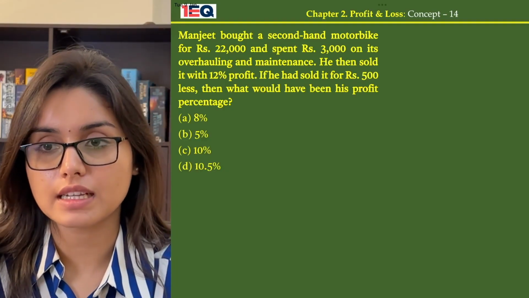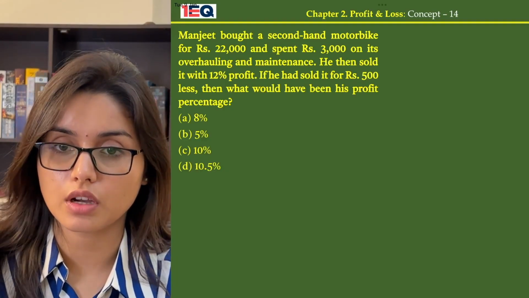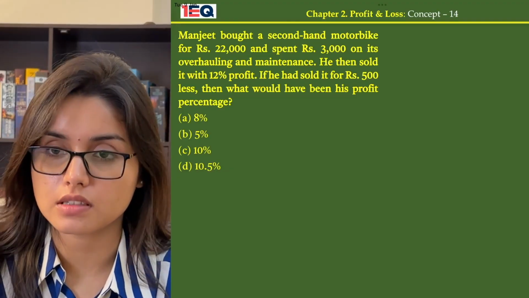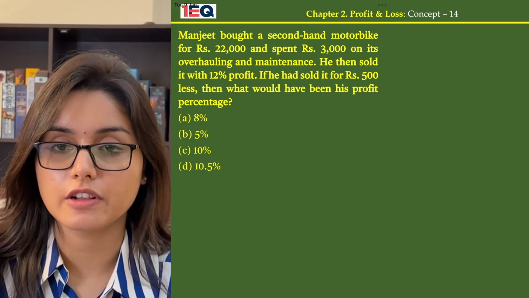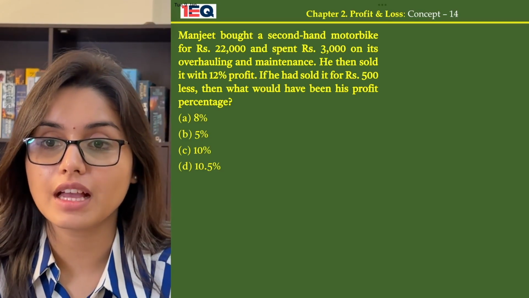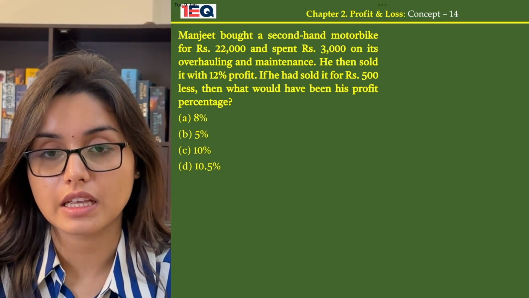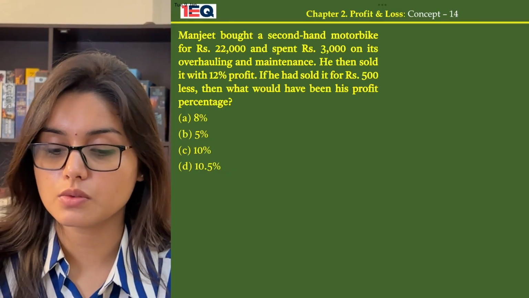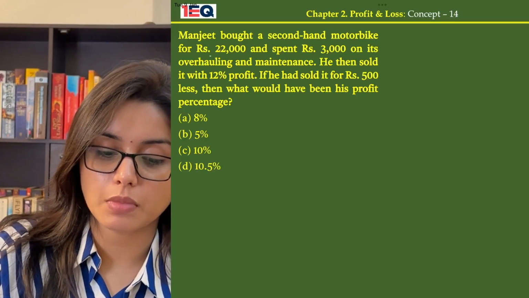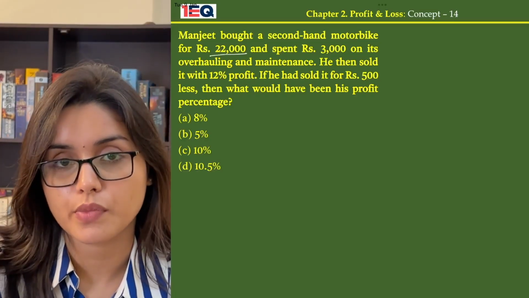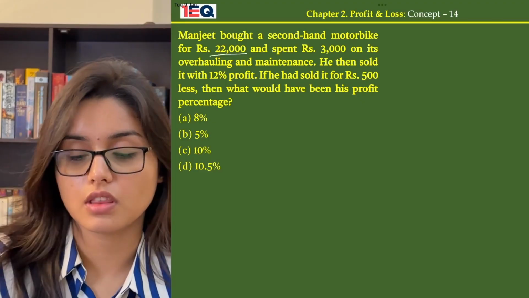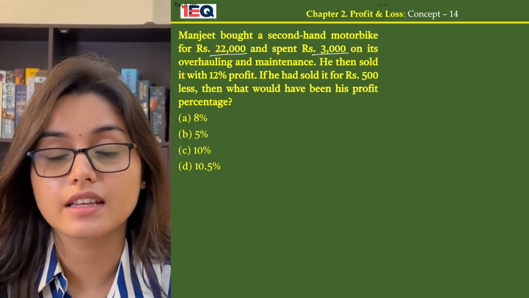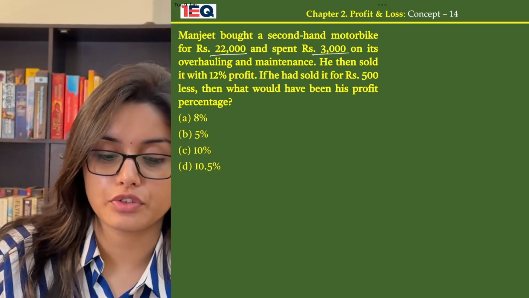Manjeet bought a second-hand motorbike for rupees 22,000 and spent rupees 3,000 on its overhauling and maintenance. He then sold it with 12% profit. If he had sold it for rupees 500 less, then what would have been his profit percentage? So in this question, we know that Manjeet bought a bike for rupees 22,000 and then he spent extra 3,000 on its maintenance. Later, we find that he then sells the bike and earns a profit of 12%.